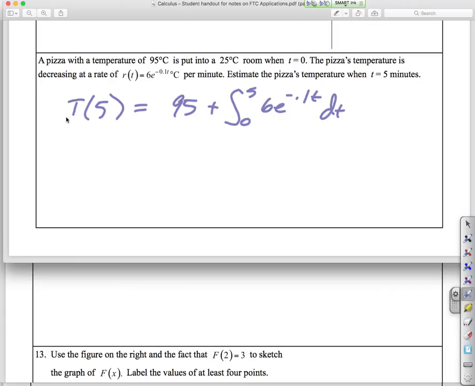I said subtract. Why? Because my rate is decreasing. So you can do one of two things. You can make that subtraction, or I can put a negative on my rate. That's what I'm going to do. So all I have to do is punch that in. Somebody punch that in for me.